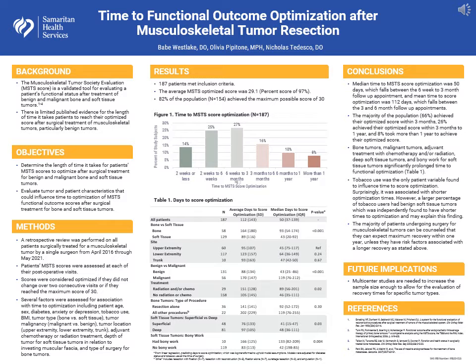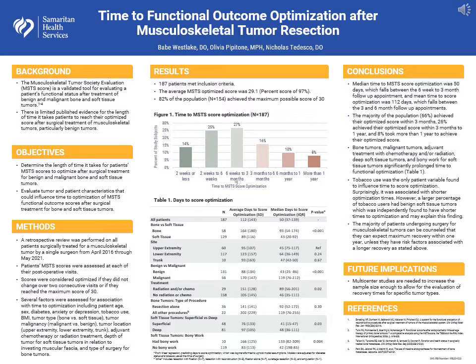Key results: 187 patients met inclusion criteria. The average MSTS score was 29.1 for our cohort. 82% of the population achieved the maximum possible score.